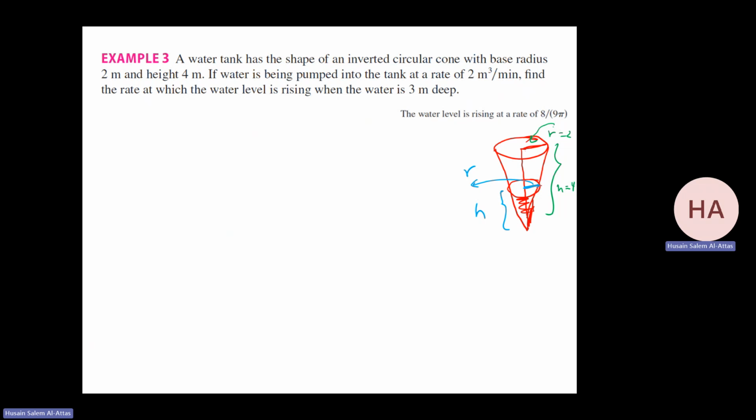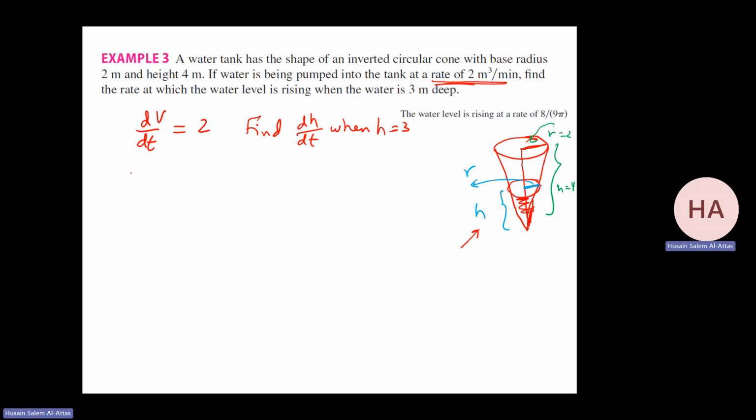Yeah. If water is being pumped into the tank at this rate, so I have the rate dV by dt equal to 2, because this is very clear, it's the rate of the volume. What do we want? We want to find the water level. Water level will be the h, the rate of change. The rate of change for this water level, so you want dh over dt when h equals 3. That's the question. When h equals 3.